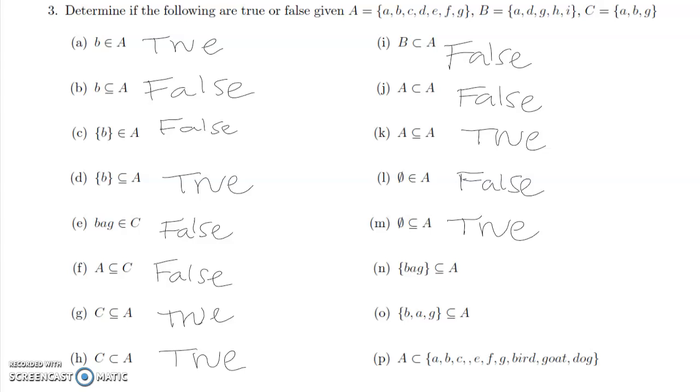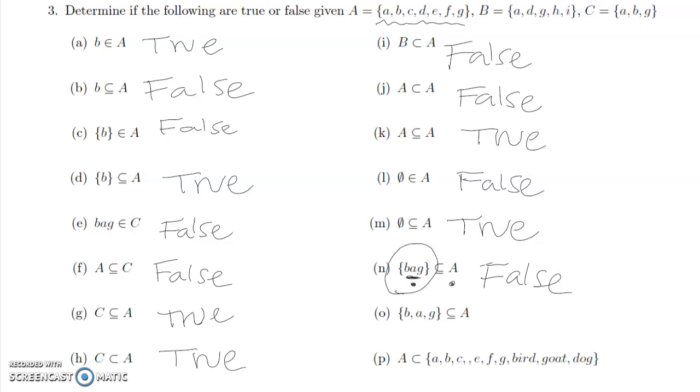Part N is an interesting question. Notice here, let's really pay attention to what this set is. Notice this is the set containing the word bag. Notice there are no commas. There's only one element in this set. It is the collection of letters BAG. And if I look at the list of elements of A, the word bag does not show up in the list. So therefore, I do not have that the elements of this set are elements of this set. So this would be false.